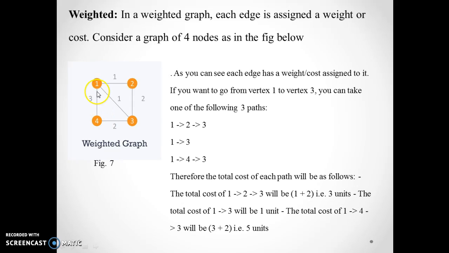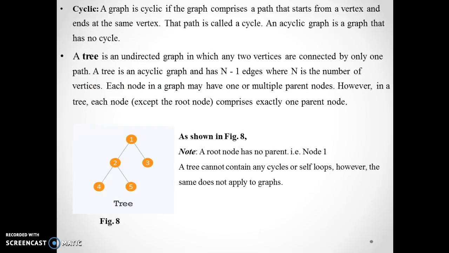The total cost of 1 to 2 to 3 is equal to 1 plus 2, that is 3 units. The total cost of 1 to 3 is only 1 unit. And the total cost of 1, 4, 3 will be 3 plus 2, 5 units. So, based on this unit count, we see that 1 to 3 is the low cost path and we can follow this 1 to 3 path to go from vertex 1 to 3.